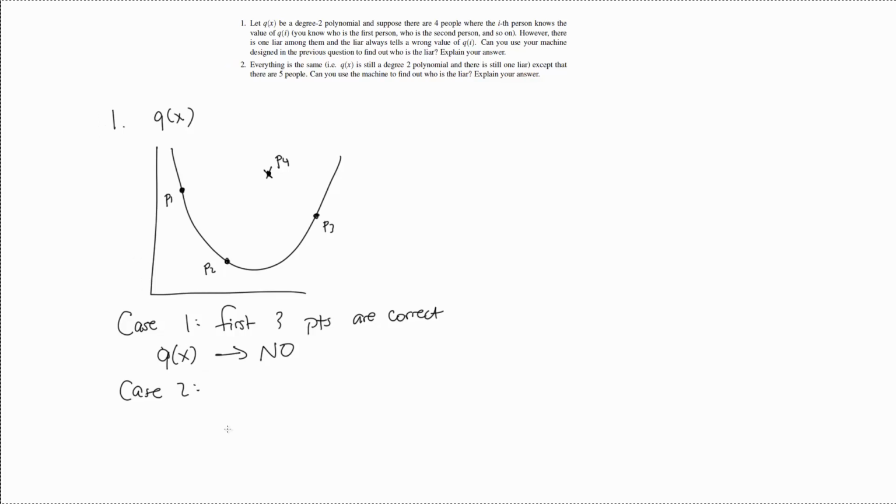In the second case, the incorrect point will be one of the first 3 points. In this case, the interpolating polynomial will be some polynomial q prime of x, which is not equal to q of x. Thus, when we plug in one of the correct points into q prime of x, we will see that it does not lie on q prime of x. Therefore, our machine will output no.